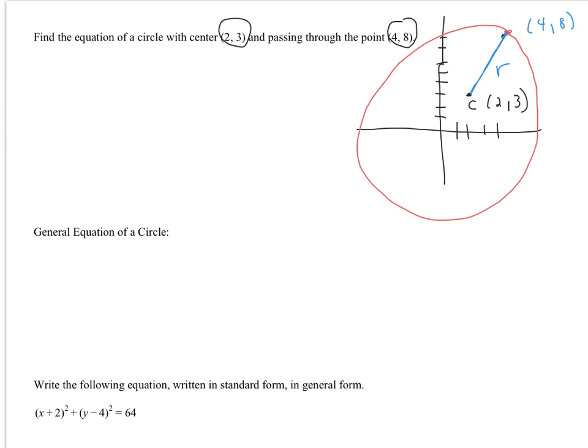Well, since it's a distance, this is where we can use our distance formula from the last section. We said d equals the square root of (x1 minus x2) squared plus (y1 minus y2) squared. So we can simply take advantage of this to figure this one out.